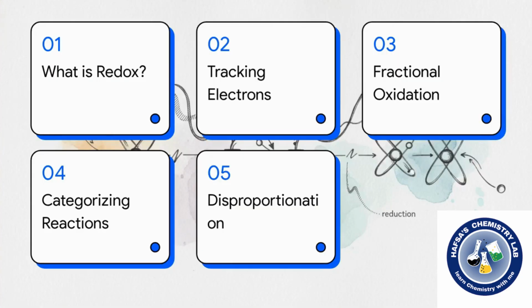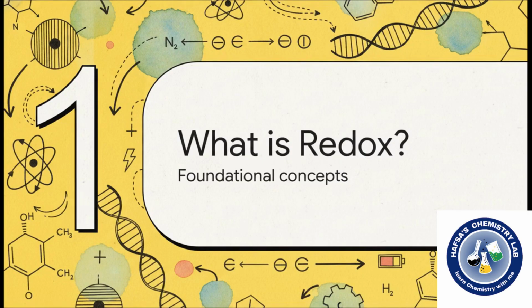Here is a quick look at our agenda for today. We'll start with exactly what a redox reaction is, then move into tracking electrons using oxidation numbers. After that, we'll expose the fractional oxidation illusion, categorize the different types of redox reactions, and wrap up with the really fascinating disproportionation phenomenon. All right, let's dive right into section 1.